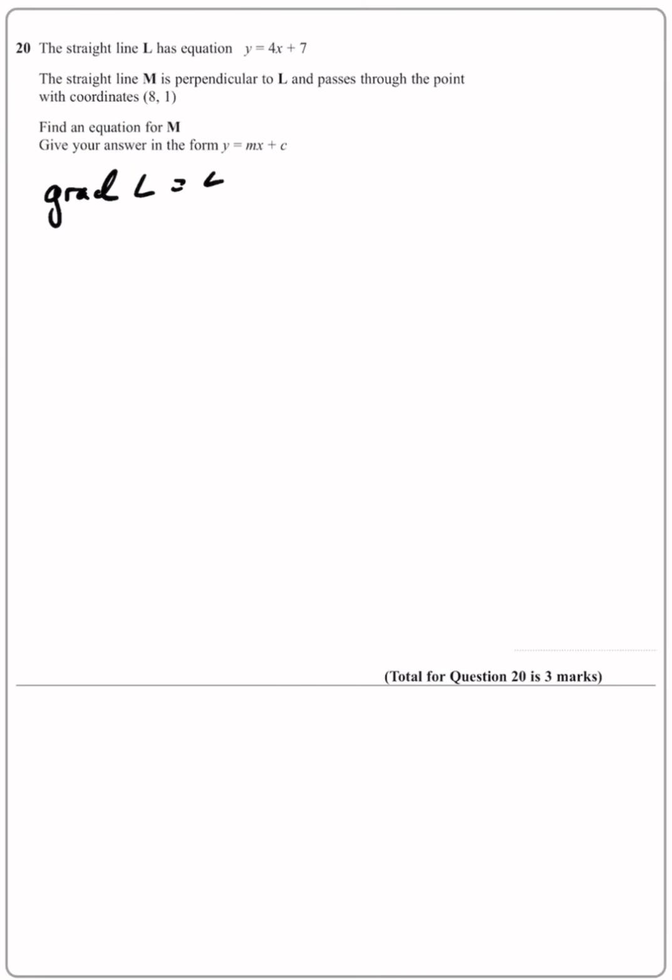Question number 20, coordinate geometry question. So the gradient of line L is 4. You can read that off from the equation. M is perpendicular, so it's a negative reciprocal of 4, so that's negative a quarter.